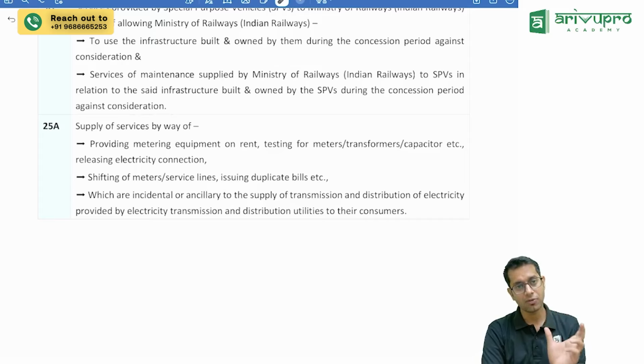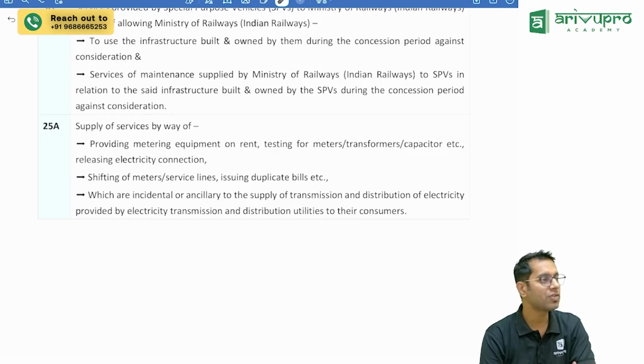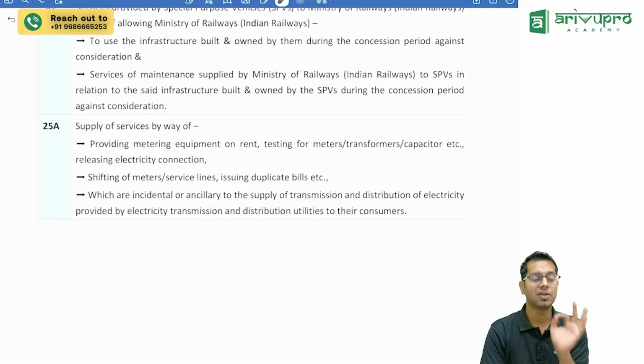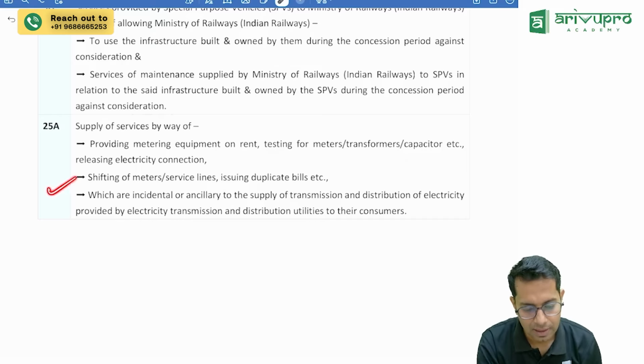Now the question is, sir, what about that meter board which they are fixing? Sometimes when the transformer near your house is damaged, they'll come and fix that. They may take some money also from you. You are asking for a duplicate bill, they'll charge 10 rupees for that. Sir, are these services exempt? Normally these services were taxable. Now it is exempt.